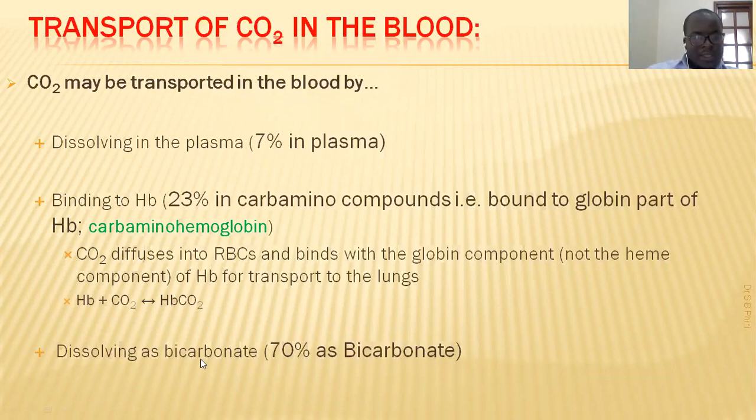The bicarbonate will be transported by plasma. So it will diffuse back into plasma, then be transported as dissolved bicarbonate in plasma. So some of the carbon dioxide is indirectly being transported as bicarbonate. When it gets to the lungs, this enzyme can also catalyze a reaction that will convert the bicarbonate back to carbon dioxide. Then this carbon dioxide will be exchanged for oxygen in the lungs later on.